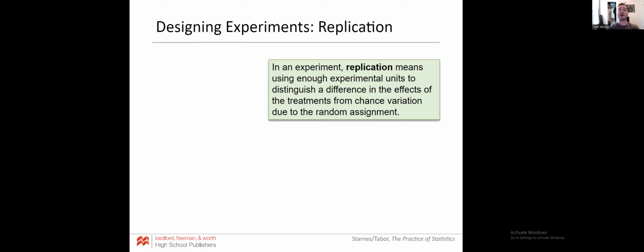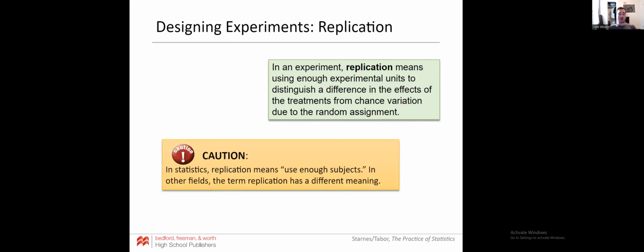Okay, so in an experiment, replication means using enough units to distinguish a difference in the effects of treatments from chance variation due to random assignment. So we have a chance that each of these two groups are going to be different no matter what. Say we had a placebo group here and a treatment group here, but instead of this treatment group, we just gave the placebo to both groups. They're not going to have exactly the same data, right? Just by random chance, we're going to have changes in the two groups. So what we look for is something that we can replicate and get a repeated difference if we were to study this through two different groups repeatable times, okay? So can you replicate your experiment?